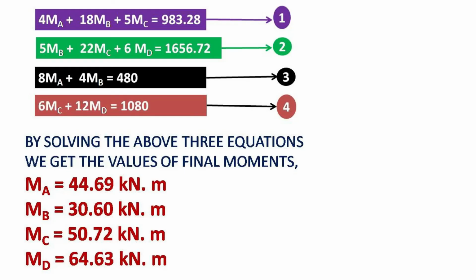Slide 11. Now we have 4 equations and 4 unknowns. So, we can solve the unknowns. By solving the above 4 equations we get the values of the final moments as MA equals 44.69 kilonewton meter, MB equals 30.60 kilonewton meter, MC equals 50.72 kilonewton meter, MD equals 64.63 kilonewton meter.